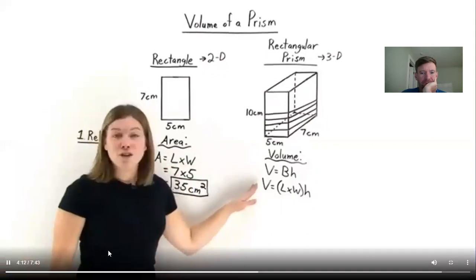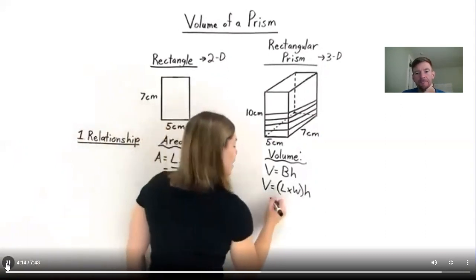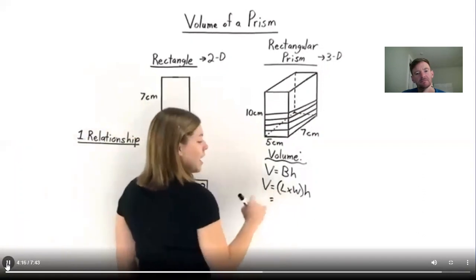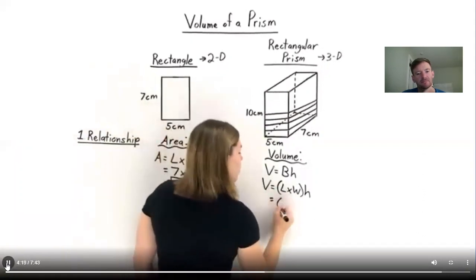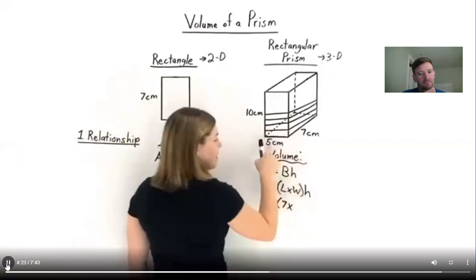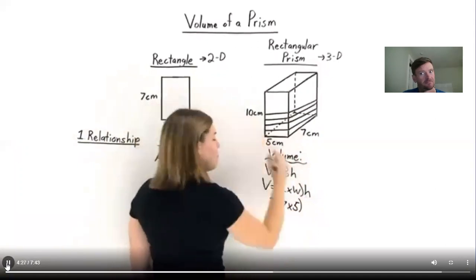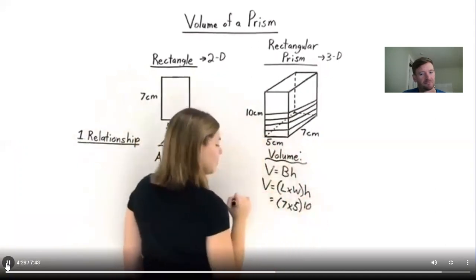Let's find the volume of this rectangular prism. Go ahead and try it out. Big B times H, big B standing for the area of the base. Again, we need to take the length times the width. The length of the base is 7 centimeters, and the width of the base is 5 centimeters. Then, to account for that height, we multiply by 10 centimeters.